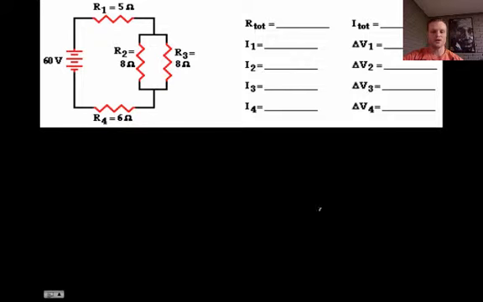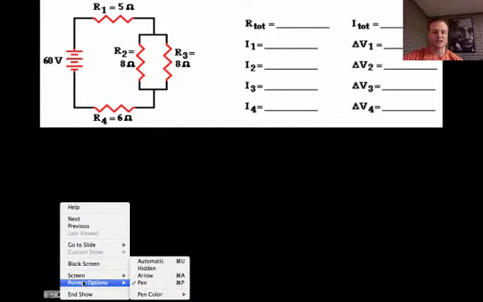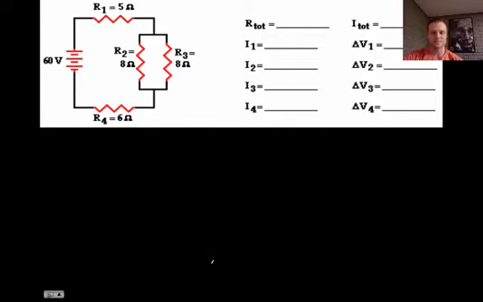Okay, so here we go. A combination circuit. Let's take a gander at this. Right off the bat, the picture is drawn for me, so that's nice. I don't have to do that. But right off the bat, I know that the battery has a voltage. Battery voltage is 60 volts. Looking at this circuit, I know that resistor 1 is 5 ohms. Resistor 4 is 6 ohms. So I'm just writing down stuff I know.